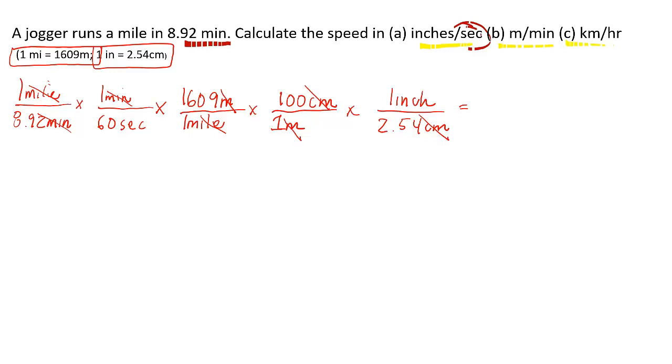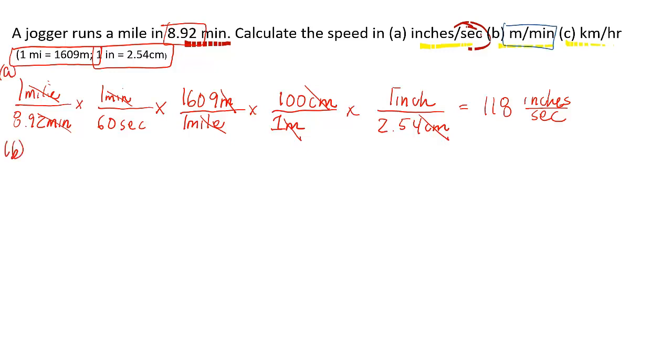So 1609 times 100 divided by parentheses 8.92 times 60 times 2.54. Close those parentheses, and this should give us our final answer. Doing that on my calculator, I'm getting the answer of about 118 inches per second. So keeping it at 3 sig figs, since 8.92 is about 3 significant figures, I'll put my answer to 3 significant digits.